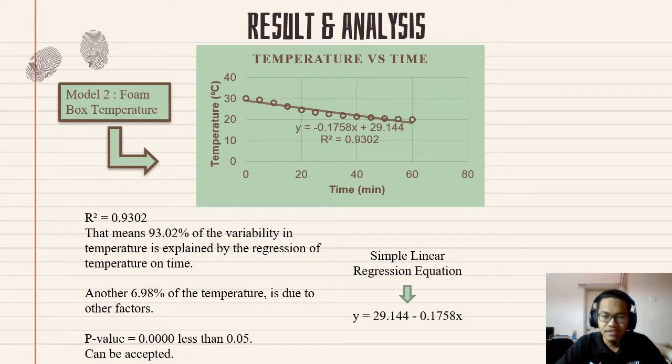The simple linear regression equation is y equal to 29.144 minus 0.1758x. For the R-square equal to 0.9302, that means 93.02% of the variability in temperature is explained by the regression of temperature on time. Another 6.98% of the temperature is due to other factors. The p-value is equal to 0.00. It means it's less than 0.05. This model can be accepted.